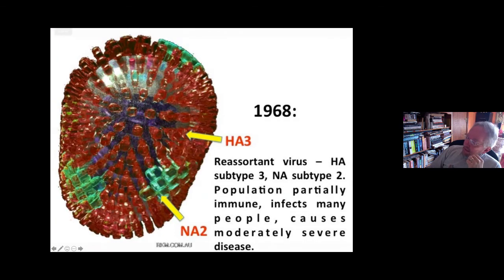Then in 1968, that changed again. You ended up with a virus in the human population that caused the pandemic that had HA3 and NA2. So it only changed the hemagglutinin. So there was partial immunity in the human population, but not to the hemagglutinin. And that virus, again, caused a couple of million deaths. And again, the population was quite considerably smaller than it is now.